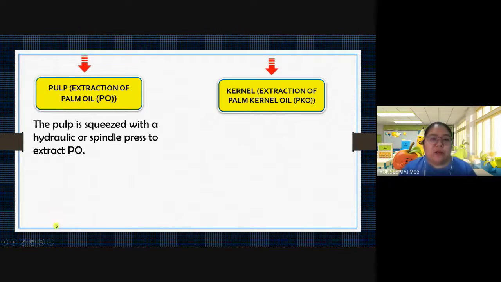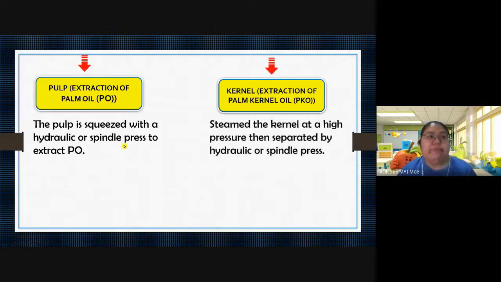After that, they extract the PO, the palm oil. The kernel is also the same process. Also using hydraulic, also using the spinter, but they add one more step, they need to heat. They need to steam the kernel at a high pressure first. After that, they separate it by hydraulic and also spinter press. So that means they need to steam first. After that, they will do hydraulic and also spinter press. Then finally, both will produce the oil.